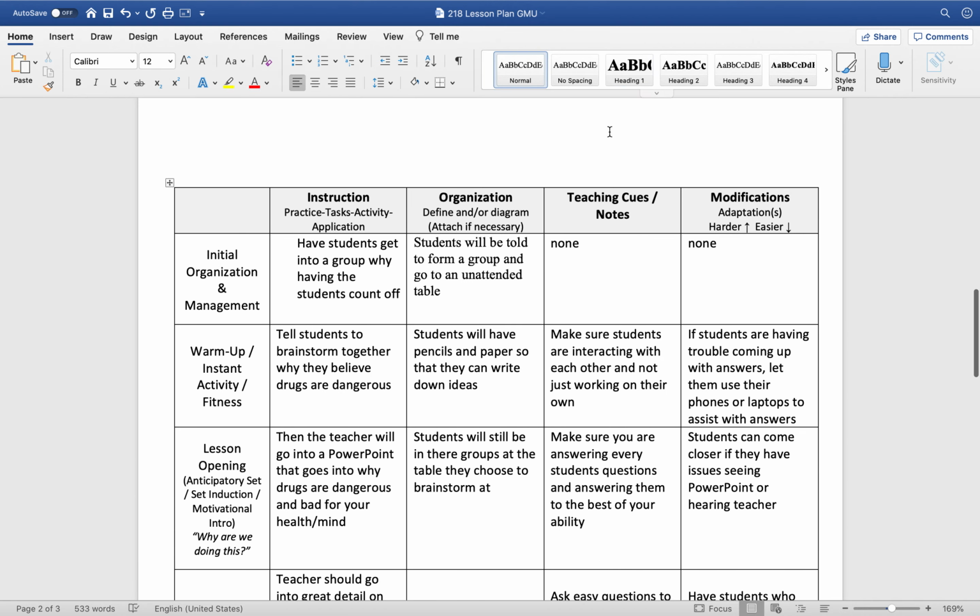So the initial organization and management, have students get into a group, and have students count off. For organization, students will be told to form a group and go to an unassigned table. And for this one, there's not really teaching cues. It's just pretty easy in modifications. Nothing crazy. This is how you start, though.